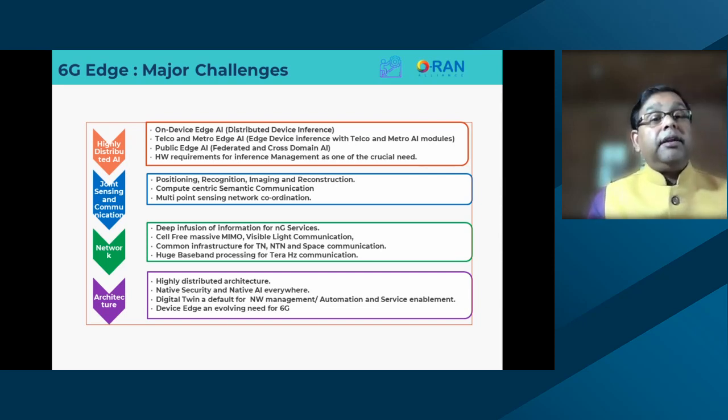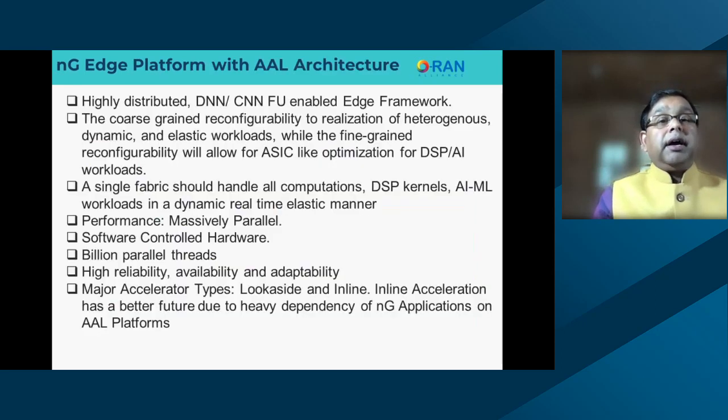Similar to that, highly distributed architecture, as we talked about FGRA, CGRA, and all, which will also add a lot of distributed architecture support on the fly, native security, and all. So all these things are going to add a lot of value, but will also disrupt the whole fabric of edge infrastructure. Edge platform with the AI architecture, highly distributed DNN and CNN functional units. These are the convolutional neural network or deep neural network kind of frameworks. Exactly how it will fit in the coarse grain reconfigurability, as we talked about, the single fabric should handle all computations, doesn't matter what kind of use cases you're choosing based on the slices.